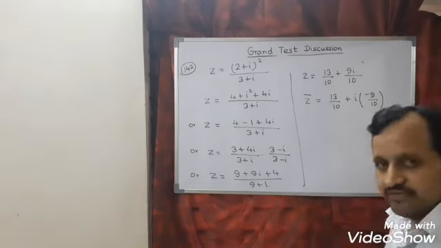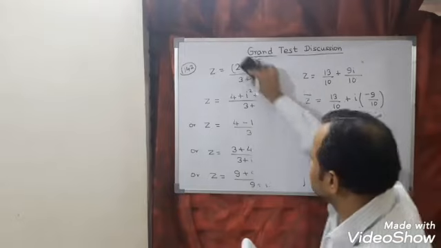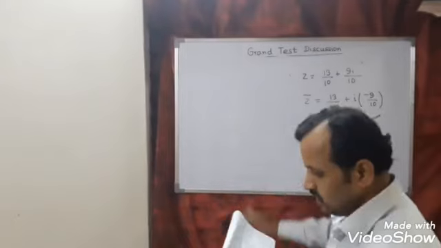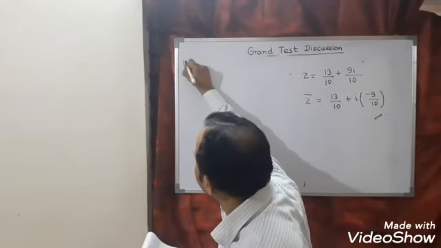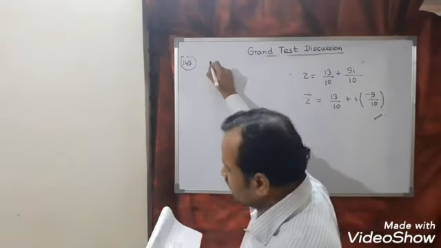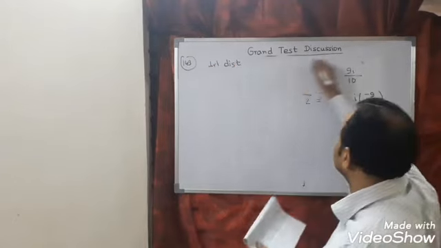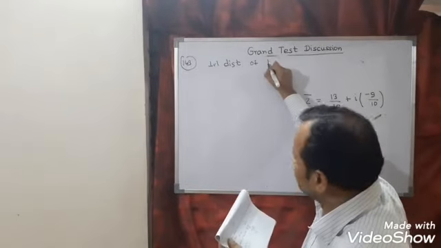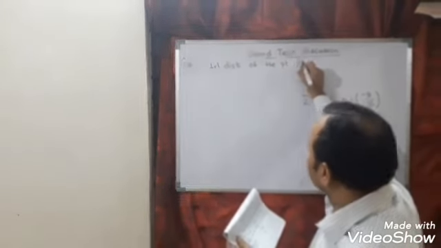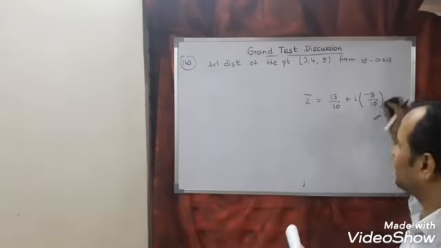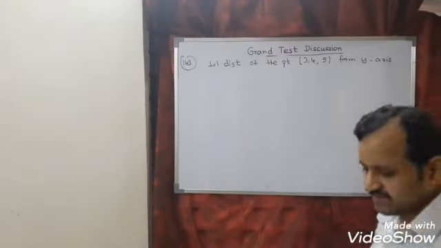Next, question number 143. The question is: the perpendicular distance of the point 3, 4, 5 from the y axis.